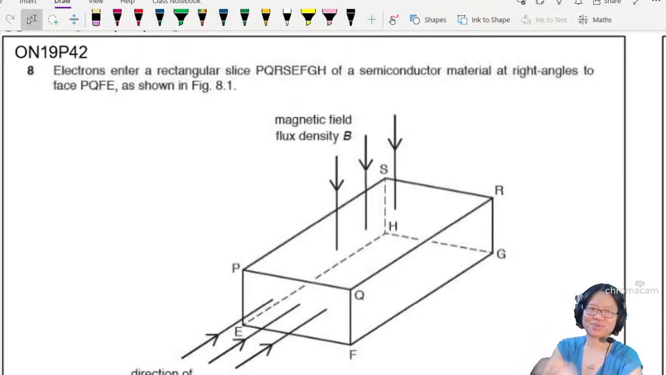In this video, we are going to look at another example about the Hall effect and the Hall probe. Okay, so this question is from Winter 19 paper 42. So let us begin.